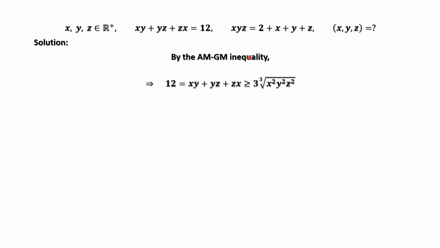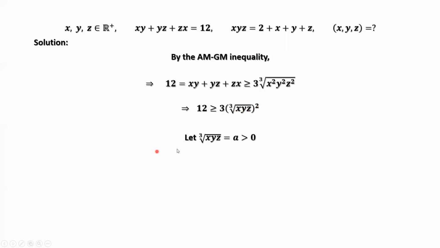We apply this inequality to the sum of these three terms. Then we have xy plus yz plus zx is bigger than or equal to 3 times the third root of xy times yz times zx, which is x squared times y squared times z squared. Therefore, we have 12 is bigger than or equal to 3 times the third root of xyz, then square.